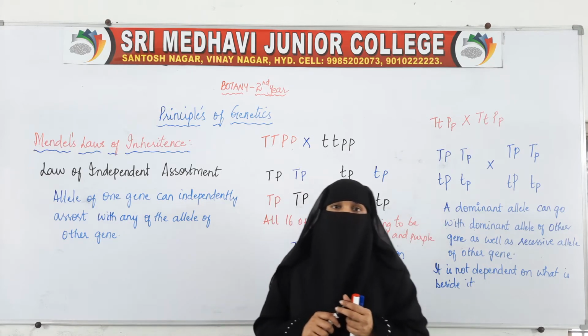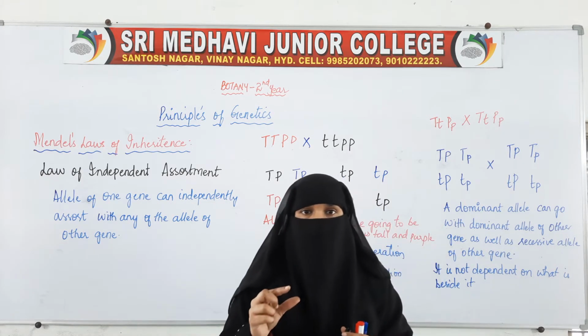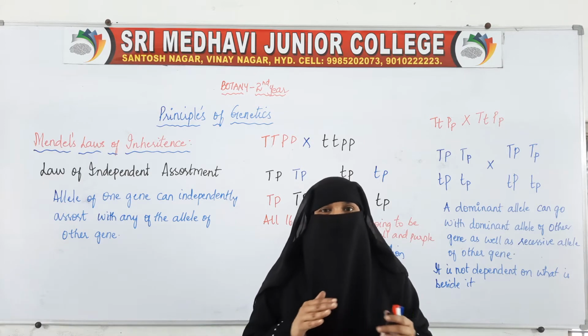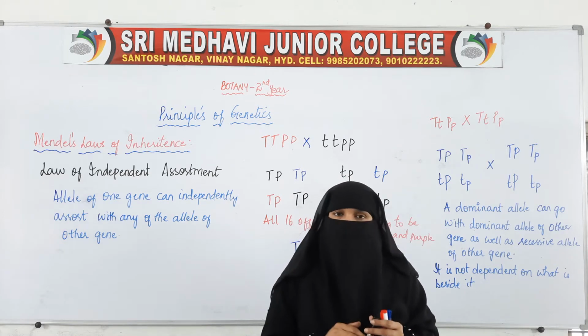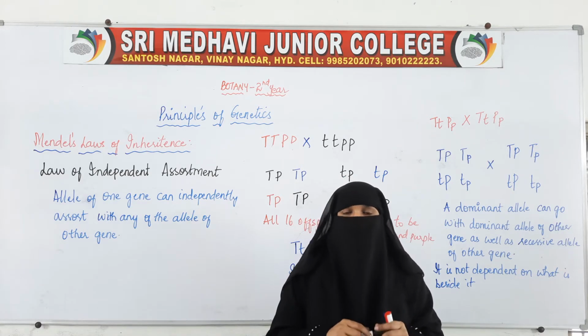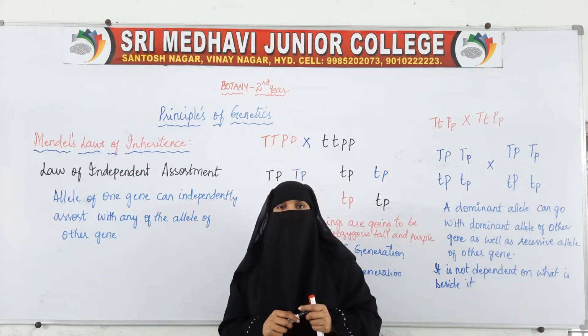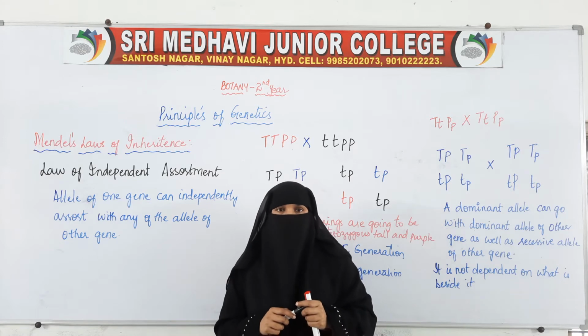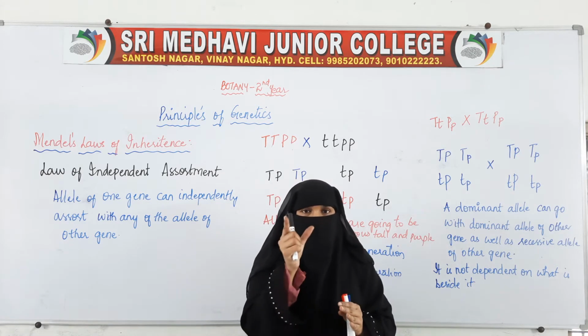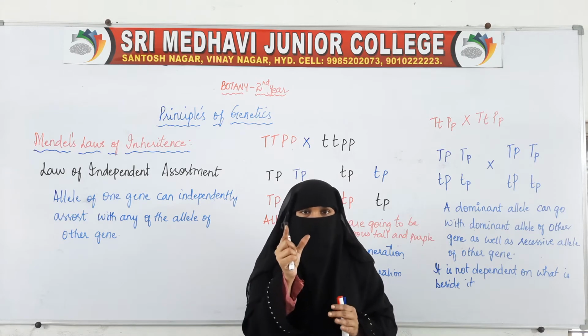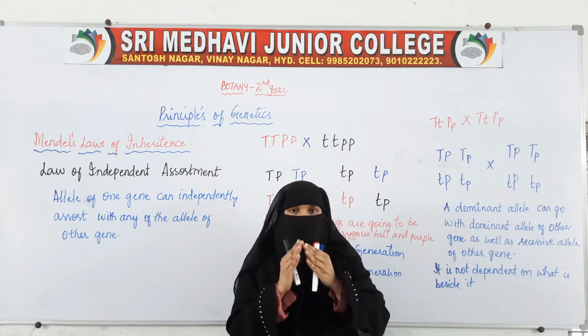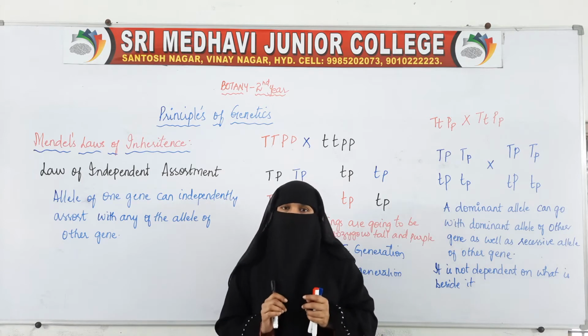And in the second law, we have seen that the alleles of a gene get segregated. The alleles of a gene will have two forms, and those two forms will get separated during gamete formation, and each allele will retain its identity. This is the law of segregation, that is separation. A gene is present in two forms, and those two forms will get separated during gamete formation.